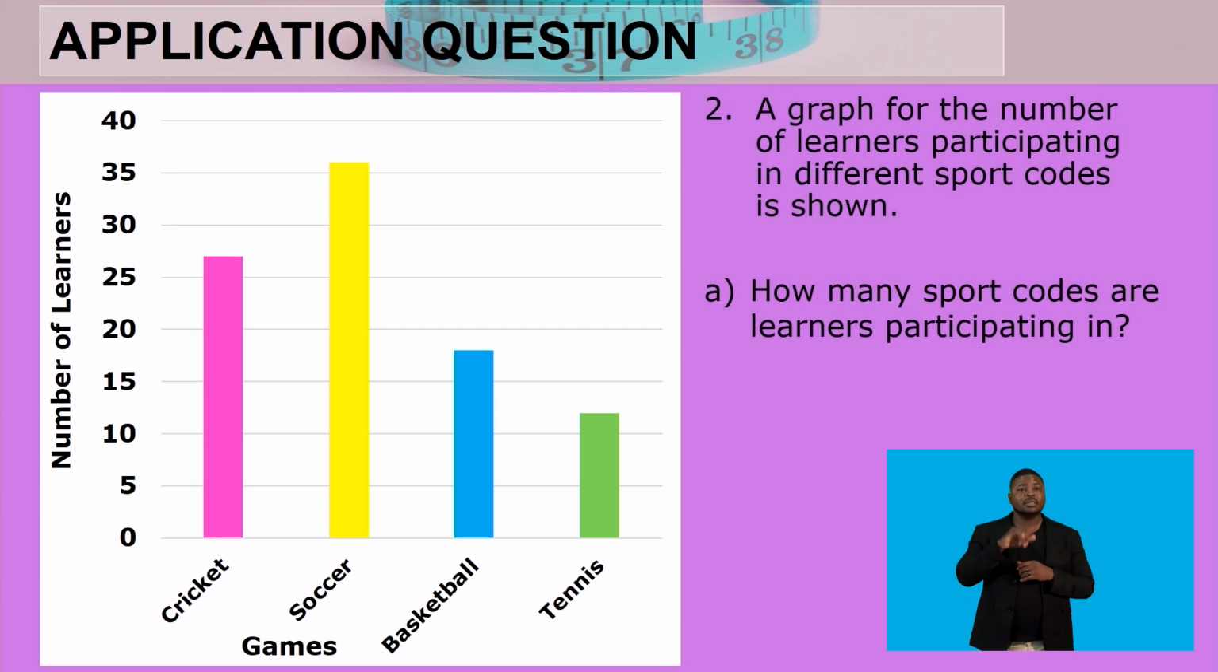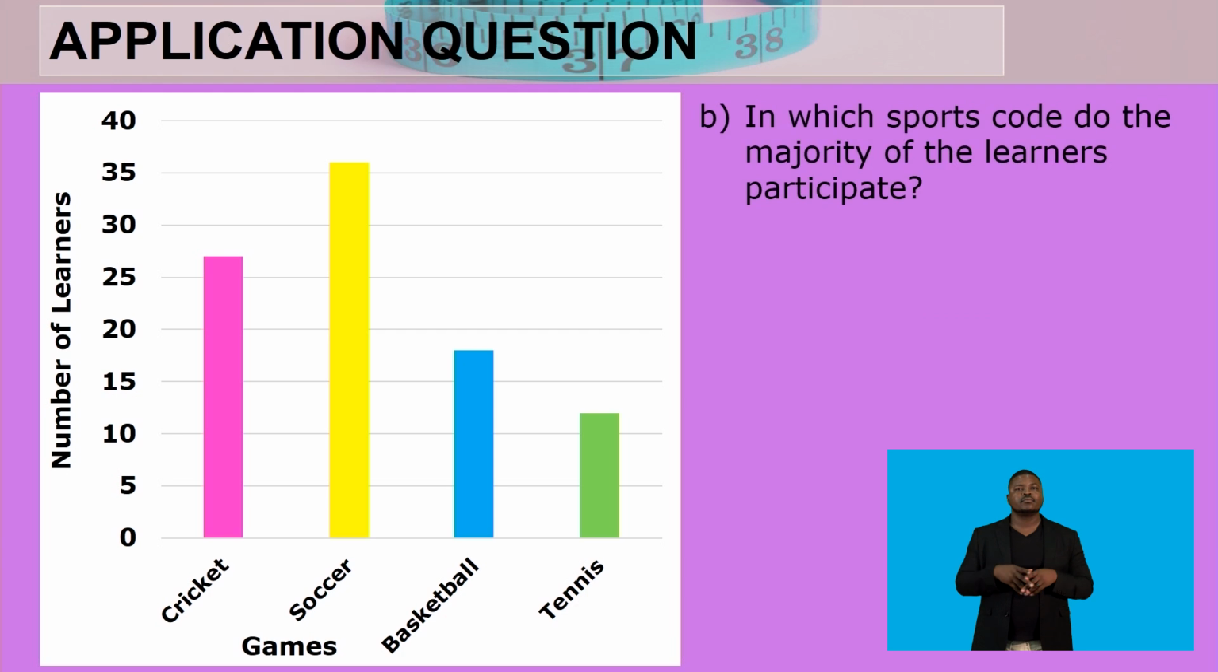If we had one sports code that was at 0, it means we're not going to count it because none of the learners are participating in that sports code. Each one has a frequency that is above 0. So we count the cricket, the soccer, the basketball, and the tennis. So we've got 4 sports codes in total.